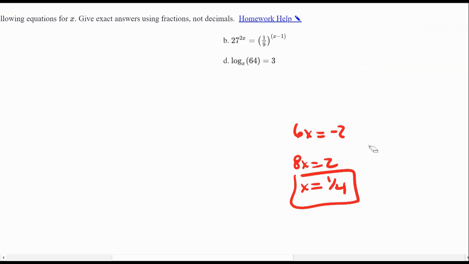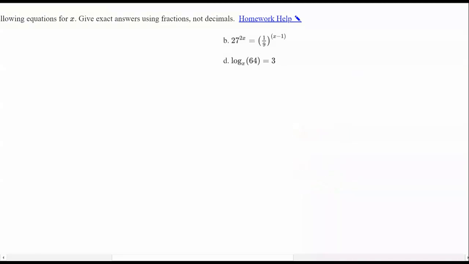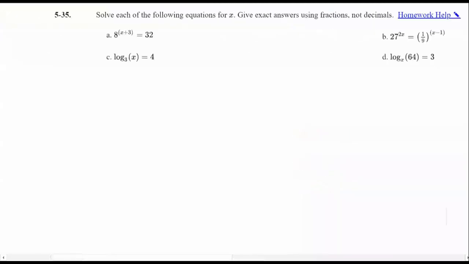So for C and D, a little bit different here. In this one, I need to know a little bit about what logs mean. What logs mean is that 3 to the power of this number gives me this number here. So 3 to the power of 4 is equal to x. And so now I just have to do 3 to the power of 4, which is 81. So that tells me my x value here.